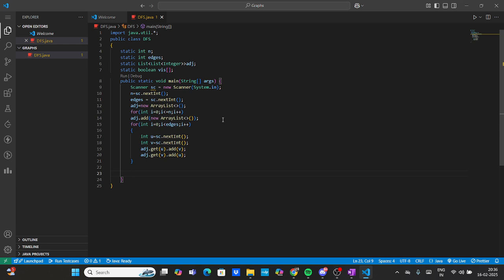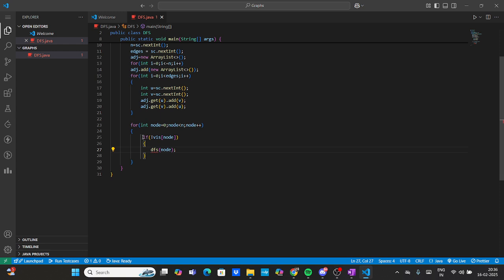Now our task is to explore or use DFS and do something. So for int node equals 0, node less than n, node plus plus. Now see this technique, and it will be used everywhere. If my node is not visited, then only do a DFS. What I just explained on the whiteboard: whenever a node is not visited, start DFS. Now we'll write a DFS method.